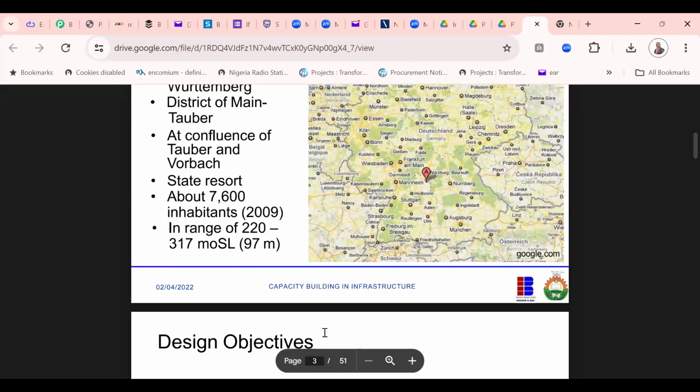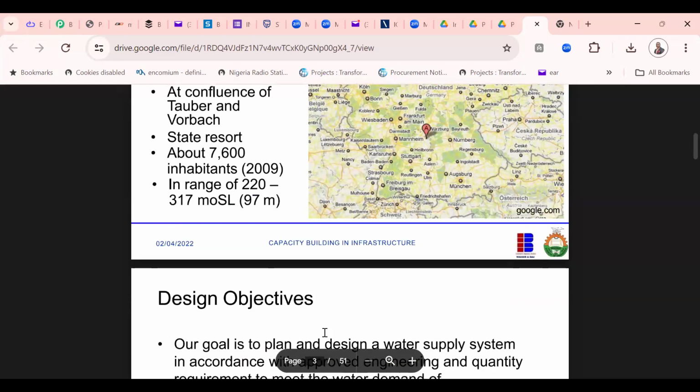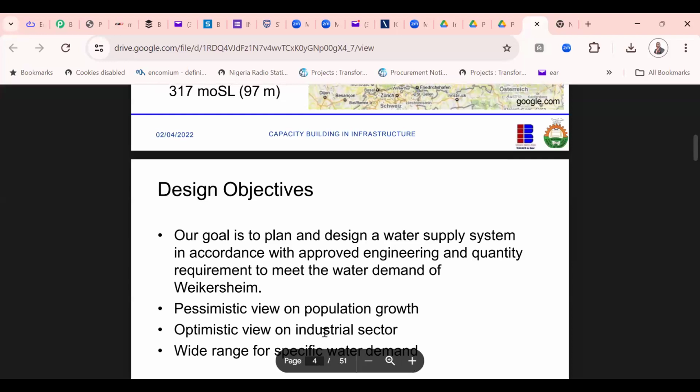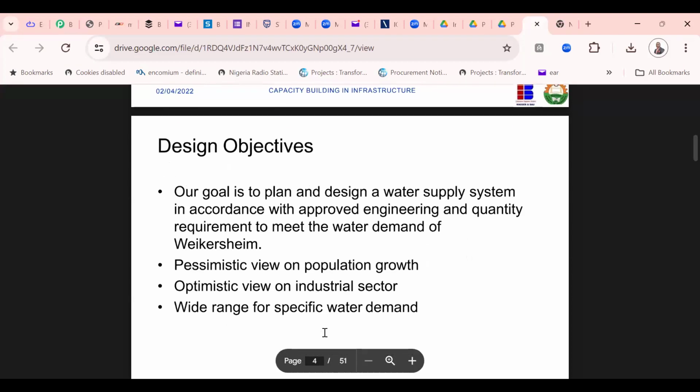So this is a map. So you need to establish the map. You now establish the history of the place, the background of the place and everything. You now develop your design objective. You must have a design objective. Your design objective should be that you want to provide clean, potable water, in the right quantity, in the right size, and very sustainable.